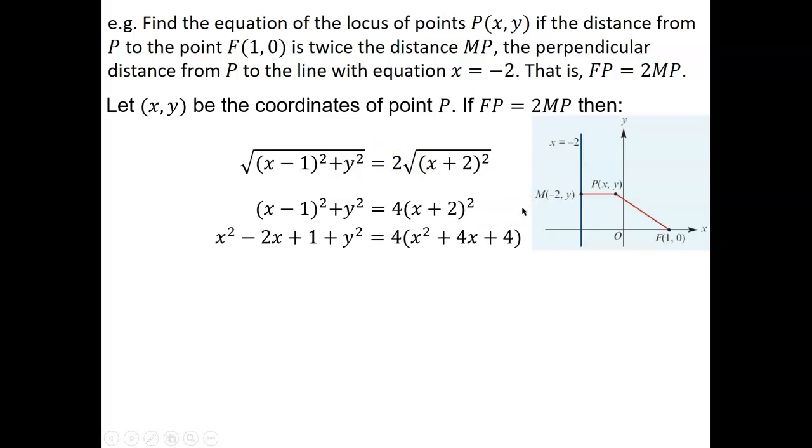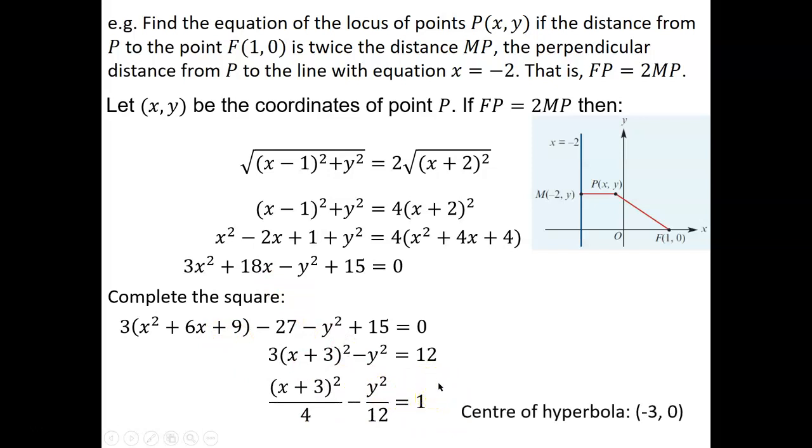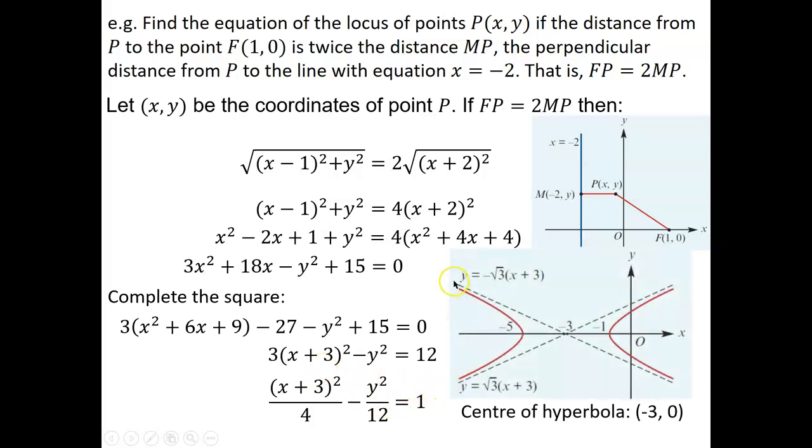Expand the brackets. Rearrange. I need to complete the square here. Factorise the 3 out first for the x's. And then finally I can divide by 12 to get it in its standard form equal to 1. So we've got the centre at -3, 0. And these are the equations of my asymptotes.